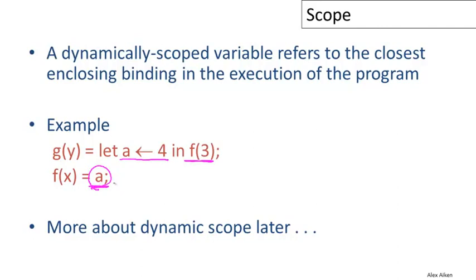The question is, what is the value of a here? Well, if we're dynamically scoped, then it's going to be the value that was defined in g, and here f of x will actually return 4. That'll be the result of this call, because this reference to a will refer to this definition of a in g. We can't say much more about how dynamic scope works until we talk in a little more detail about how languages are implemented. So we'll talk about dynamic scope again a little bit later on in the course.